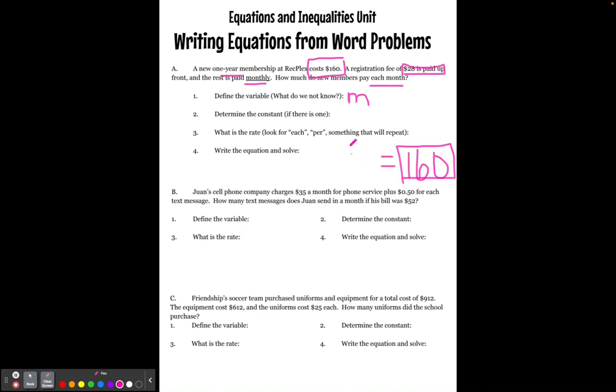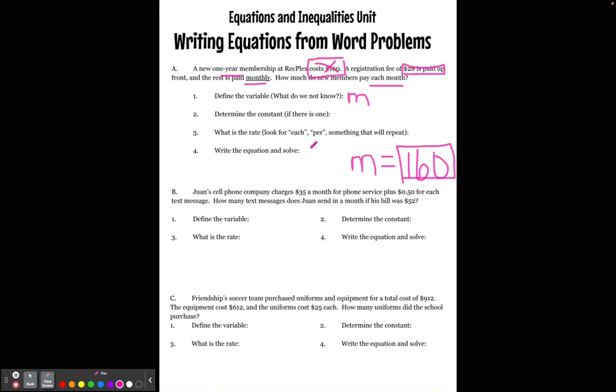Okay. So now I'm just left with, okay, I figured out where 160 goes. I know I'm looking for monthly payments, right? I don't know the monthly payments. And then what is 28? 28 is paid up front. So am I paying $28 every month?